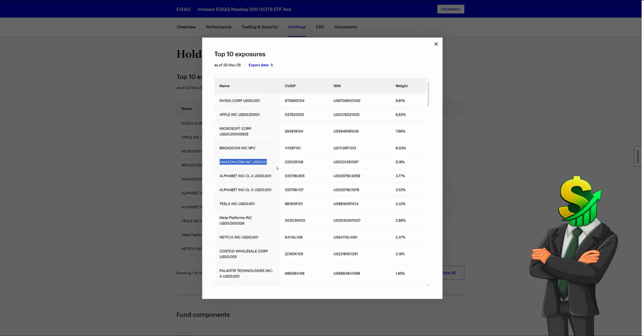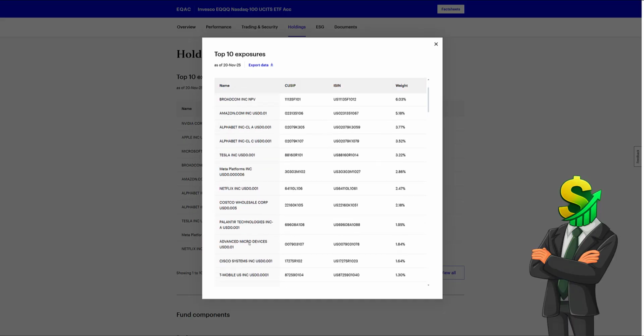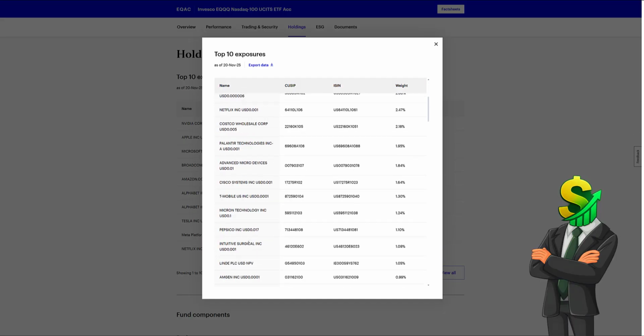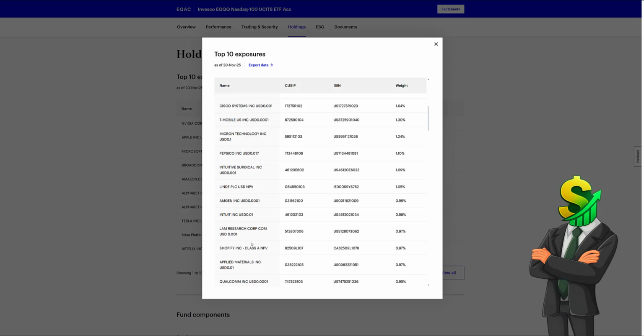These companies are some of the most innovative businesses on the planet, and many of them have dominated global markets for almost 2 decades. The Nasdaq 100 is known for being tech heavy, meaning it tends to grow faster than the overall market during good years, but also drops a lot harder during corrections or interest rate hikes.